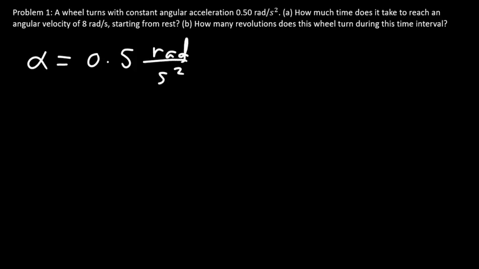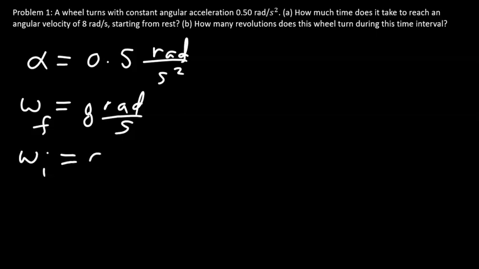And part B, how many revolutions does this wheel turn during this time interval? Let's first list out all the information given. We know the constant angular acceleration, 0.5 radian per second squared. We also know the final angular velocity, that is 8 radian per second. It starts from rest, so the initial angular velocity is 0 radian per second.